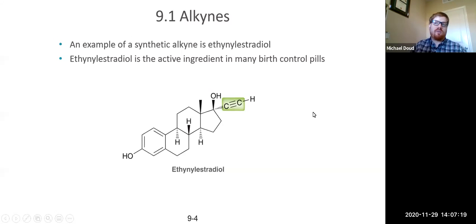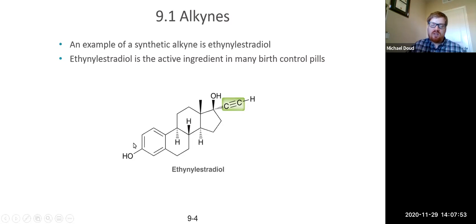They're also very useful in a synthetic regard because they don't show up in biology. That means they don't really interfere with the way that your receptors work, generally speaking. So you can stack it onto different compounds and have a compound that then mimics a natural effect. The most common one here is what's called ethynyl estradiol.